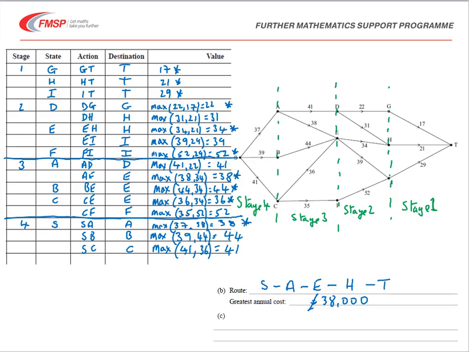To get the average annual cost, then we need to take each of the values at each stage. So going back, we'd have the following. SA is 37, AE is 38, EH 34, and HT 21. Divide that by 4 to give the average, but remember this is thousands of pounds, and that comes out to be £32,500.